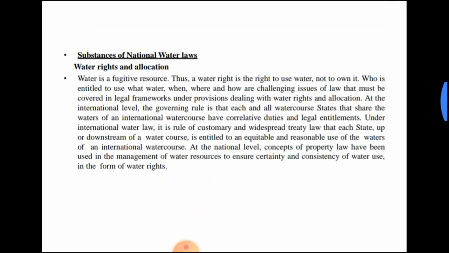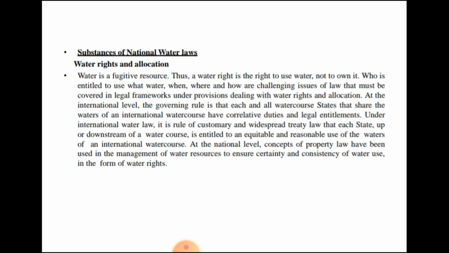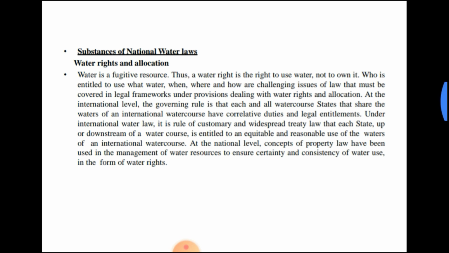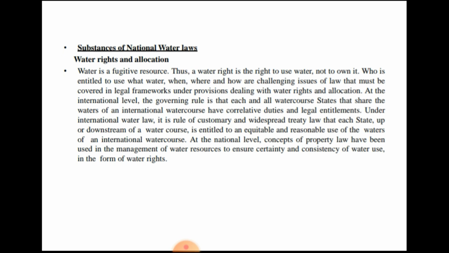Substance of national water laws: water rights and allocation. Water is a usufructuary resource. A water right is the right to use water, not to own it. Who is entitled to use what water, when, where, and how are challenging issues of law that must be covered in the legal framework under provisions dealing with water rights and allocation.